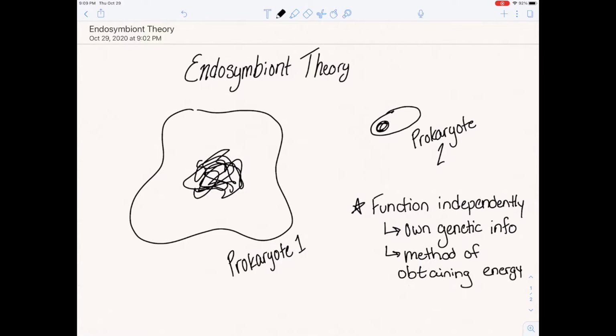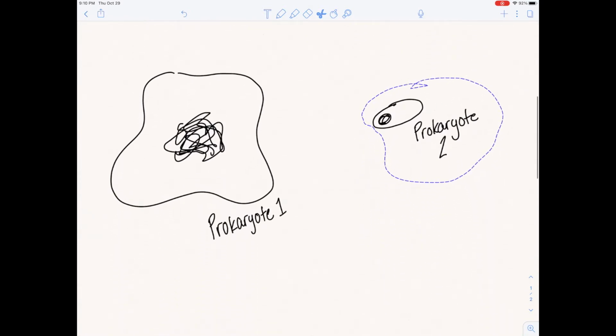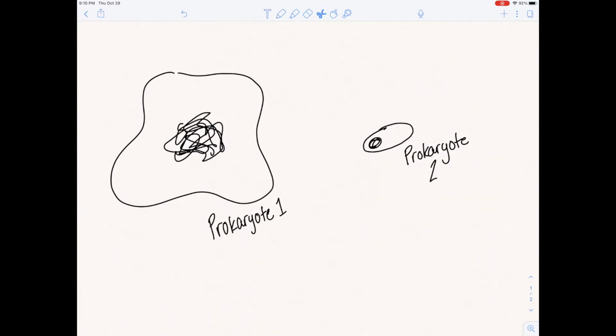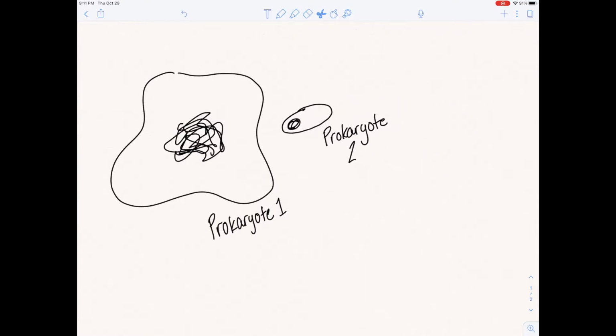So what the endosymbiont theory is basically saying is that to get a eukaryotic organism, we need one prokaryote, which in this case I'm going to use as prokaryote 2, to go inside the other one and develop a mutualistic relationship. So these two are probably just carrying on their natural way of doing things that they've been used to for hundreds of thousands of years.